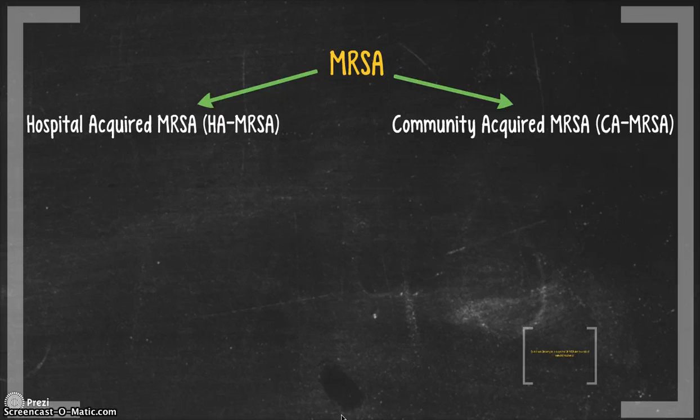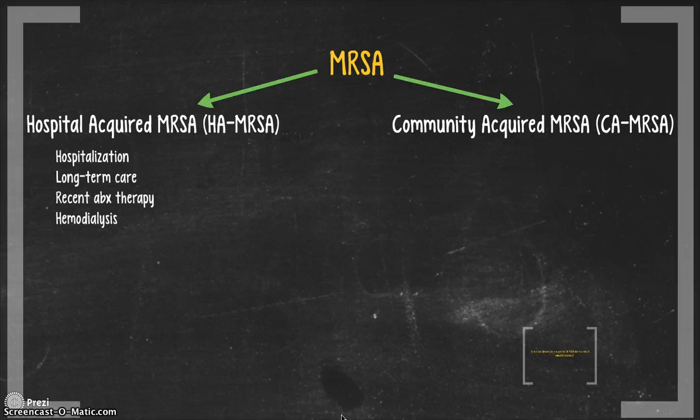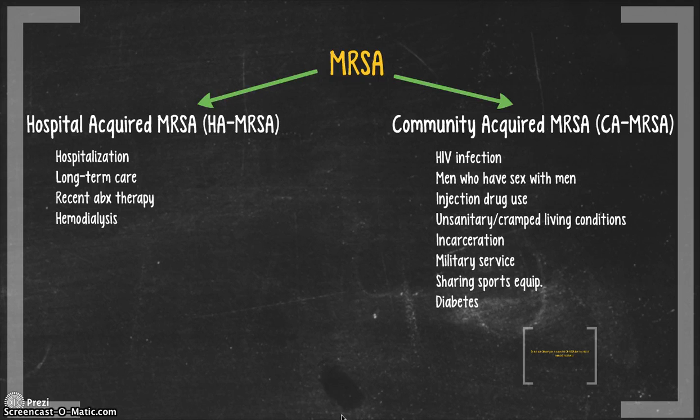Risk factors for hospital-acquired MRSA include recent hospitalization, long-term care placement, recent antibiotic therapy, especially if there was no full resolution of symptoms after the first round of antibiotics, and hemodialysis patients. In terms of community-acquired MRSA, the risk factors include HIV infection, men who have sex with men, injection drug use, unsanitary or cramped living conditions, incarceration, military service, sharing sports equipment, and diabetes.